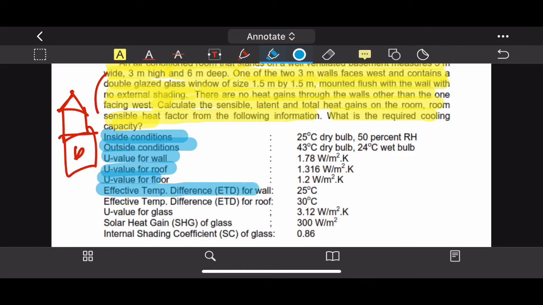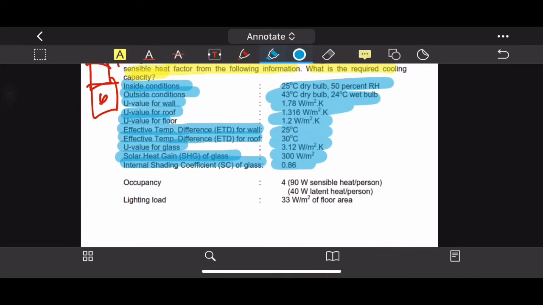Right, effective temperature difference ETD of the wall, ETD for the roof. So each of these components has its own ETD or effective temperature difference that you must use in the calculation, not the overall temperature of the house, but the wall and the roof must have a certain effective temperature difference. You have to have U value for the glass, that means the heat can go in and out. Your solar gain, that means the glass must have a solar gain because sunlight will go into the wall, and because the wall is double glazed, there's an internal shading or SC coefficient of the glass. So these are all the data given that you need to put into the equation.